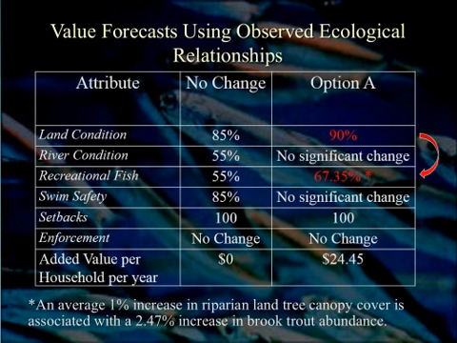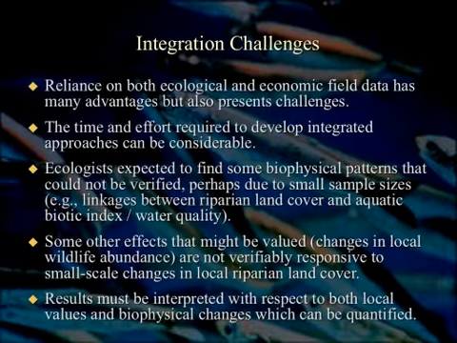So you take a change in riparian land condition that's forecast to lead to a certain change in recreational fish. Assuming that our setbacks and enforcement don't change, now we can predict the ecosystem service value that comes out of that. So now we're putting everything together, using the ecological relationships that we actually measured to predict what effects are going to happen, and then using our economic results to predict what values would come out of it.